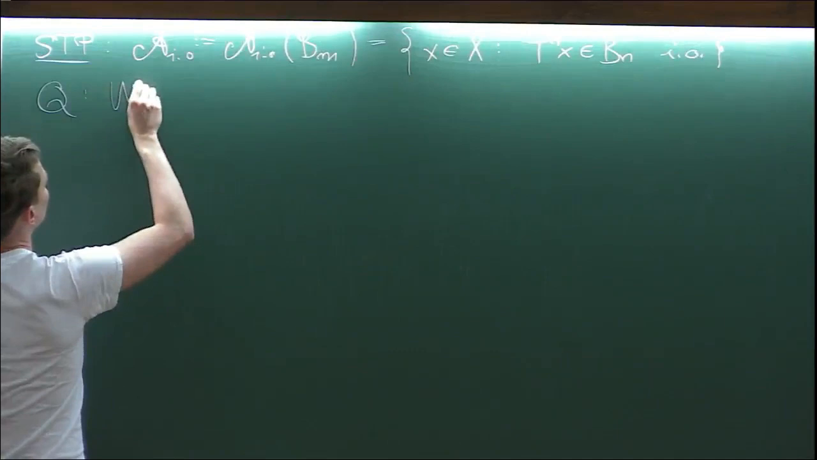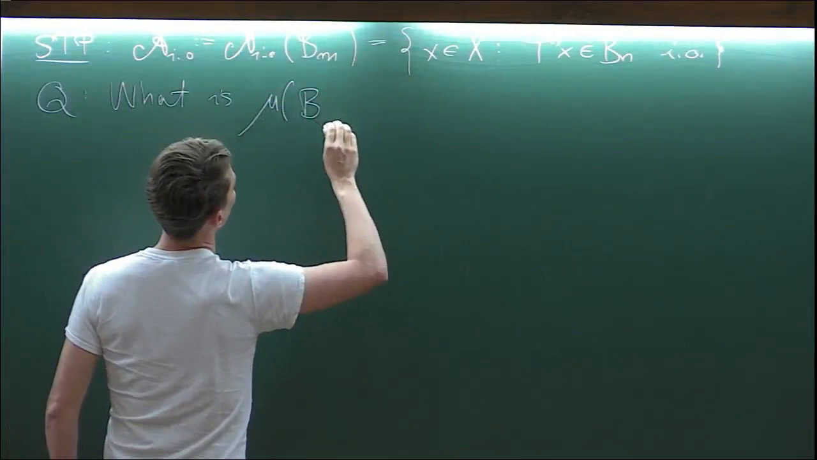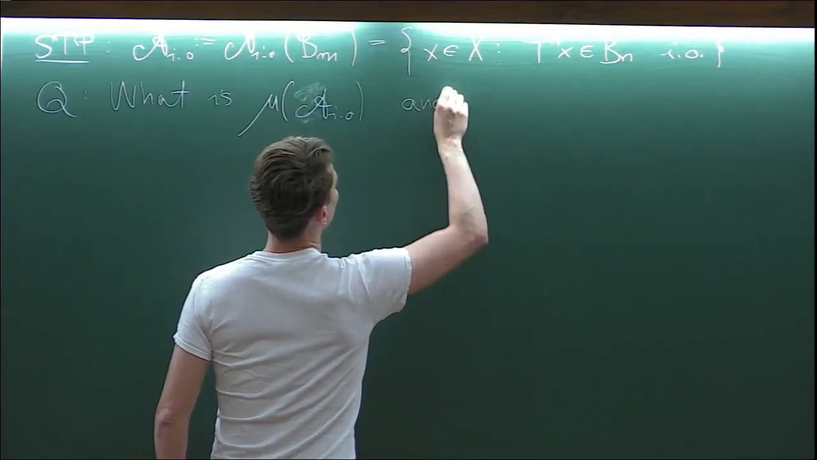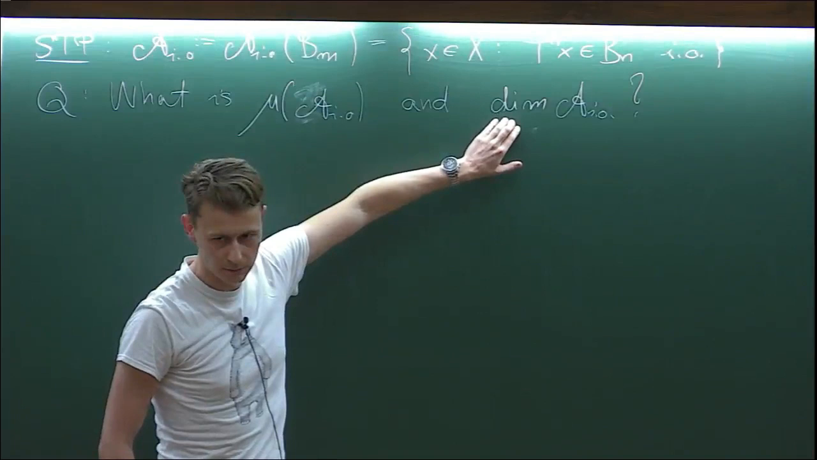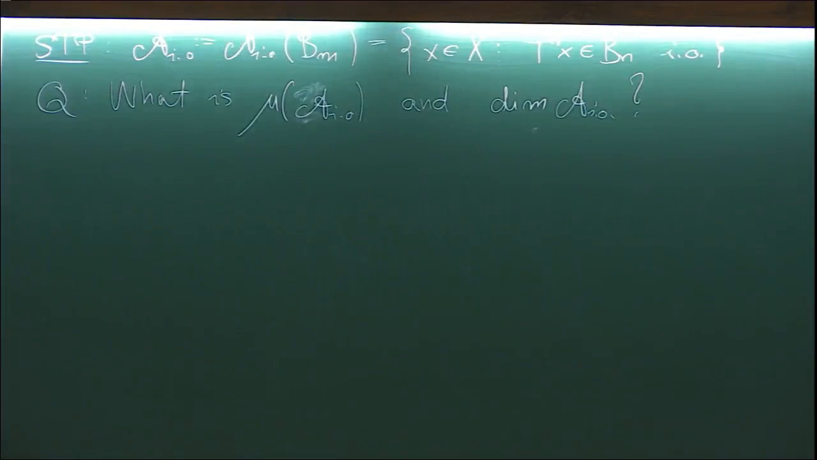Okay? And then I'm going to ask the same questions as for Poincaré recurrence, namely, what is the measure of this set? And also, in some cases, it's relevant to ask the question, what's the dimension of the set? This is, of course, a fractal dimension. This is relevant when it turns out that the measure is 0. It might still be relevant to check whether the set has a positive fractal dimension of some kind.